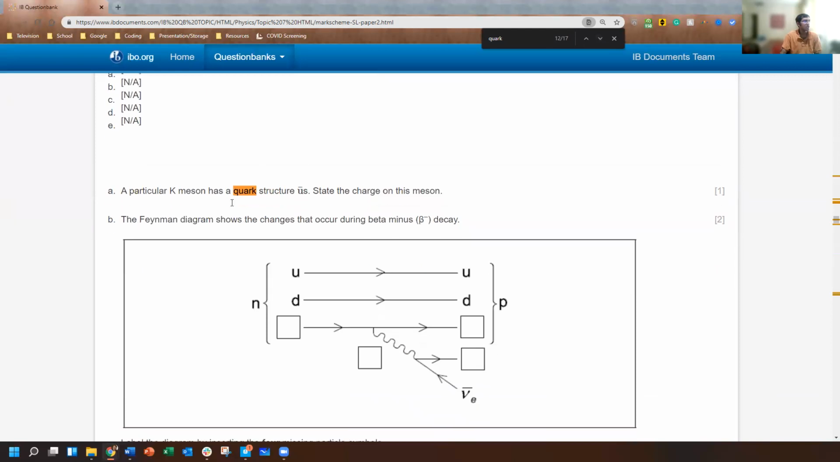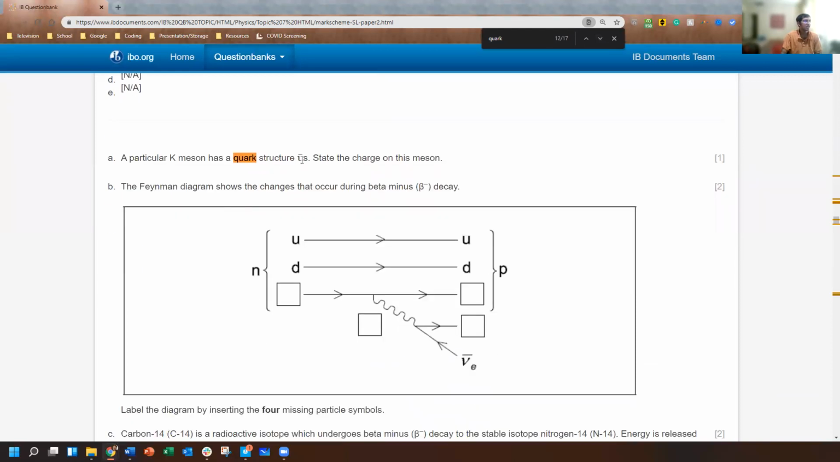Okay. A particular K meson has a quark structure anti-up S. State the charge on this meson. Well, that's just a data booklet. So anti-up has 2/3. And then strange has a charge of -1/3. So I assume the charge is 1/3 on this meson.